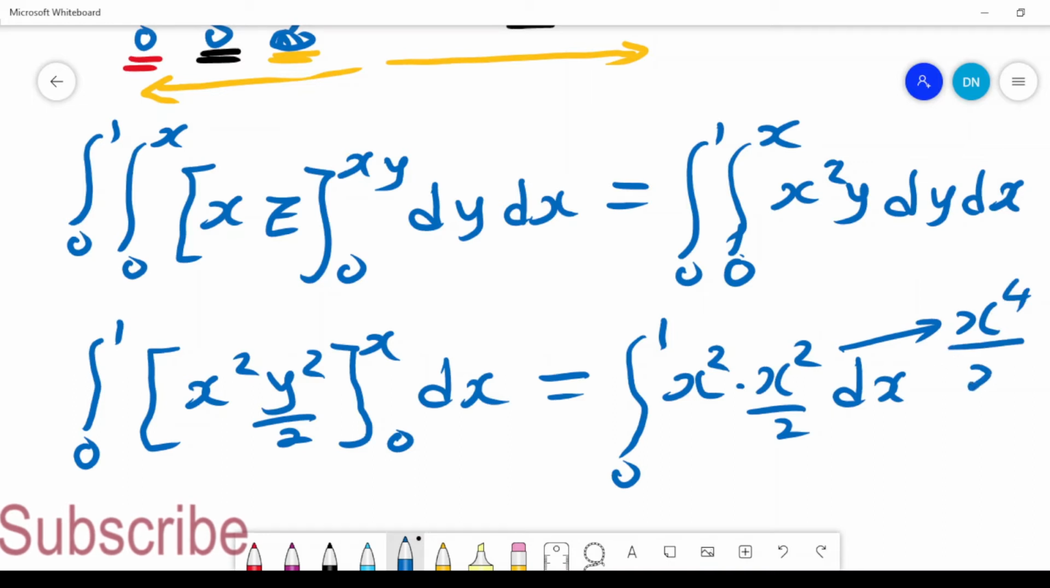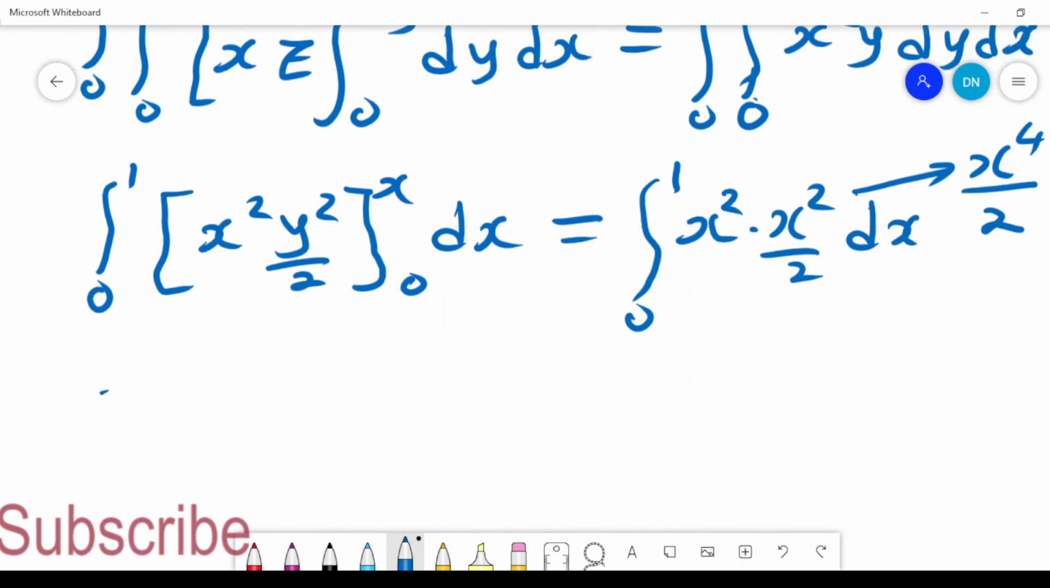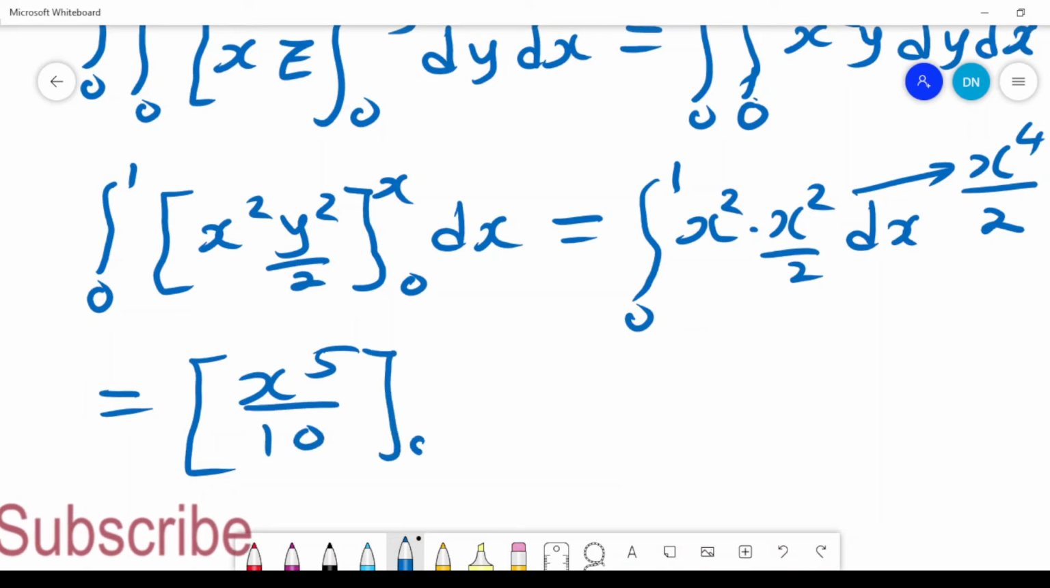So the next point is to do the last integral, and this gives us x to the power 5 over 10, and the limit is 0 to 1, which is 1 over 10.